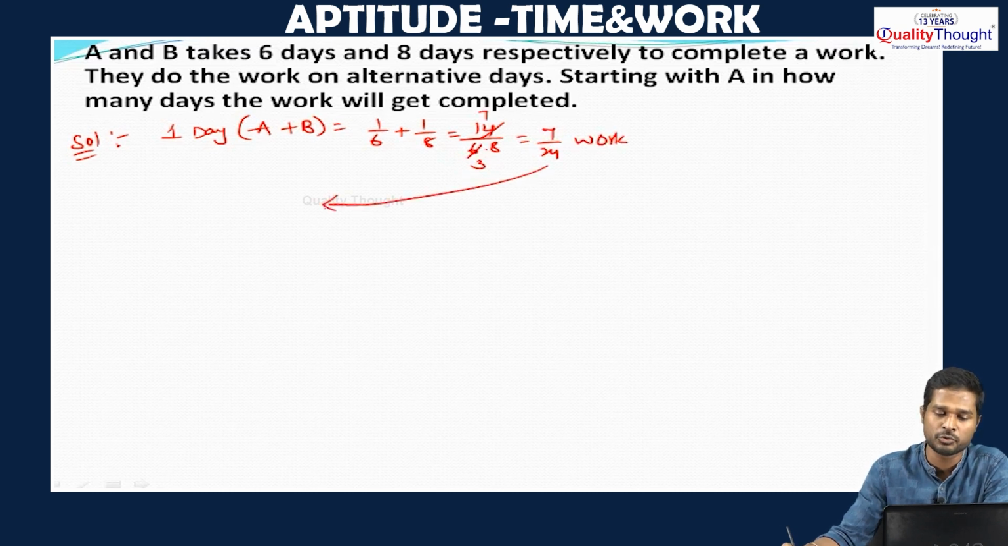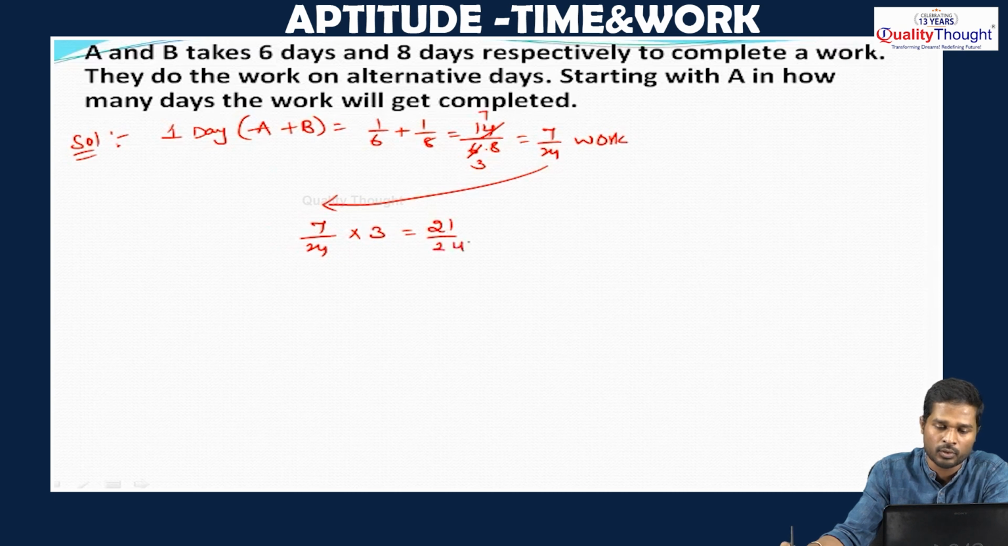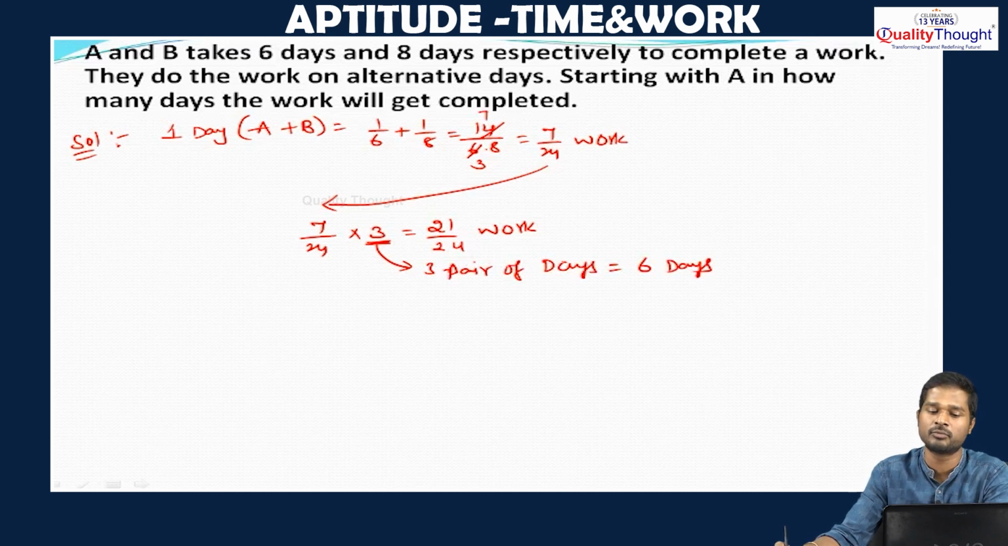Now this 7 by 24 should be made equal to 1. So I will multiply this 7 by 24 with a natural number to make it close to 1. For example, if you had 8 by 24, then you could multiply with 3 to get the answer, but here we have 7 by 24. So 7 3s are 21, 7 4s are 28. So 21 by 24 is the work completed in 3 alternate pairs of days, that means 6 days. So in 6 days 21 by 24 of the work is completed.